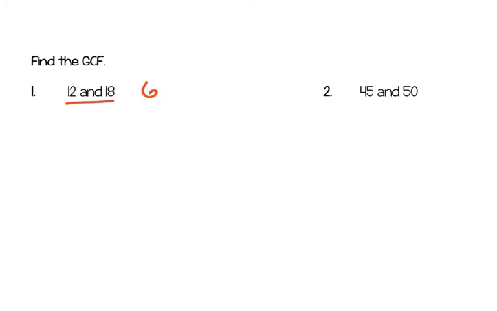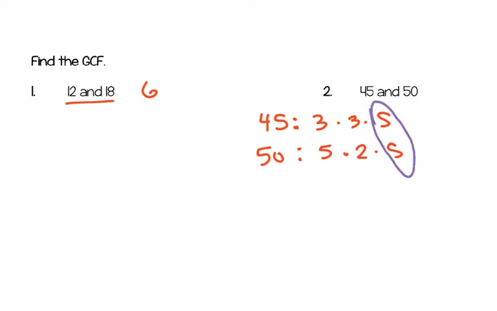So let's look at 45 and 50. You take 45 and break it down to prime factors. I know it's 9 times 5, so 3 times 3 times 5. And then 50 is 5 times 10, so 5 times 2 times 5. Now it is nice if you put them in order from least to greatest, but sometimes that's just not how you think of it. So if I look for what they have in common, they actually only have this one thing in common.